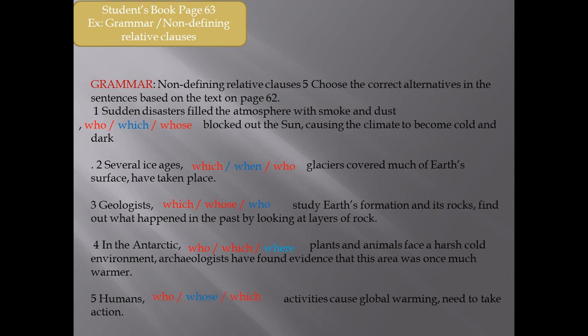Number five: humans. It means people: who, whose, which. Activities. Look here, we have activities. It is a noun. As you remember, we said that if the relative pronoun is followed by a noun, we use whose. Humans whose activities, because activities is a noun, cause global warming, need to take action. So the correct answer is whose.